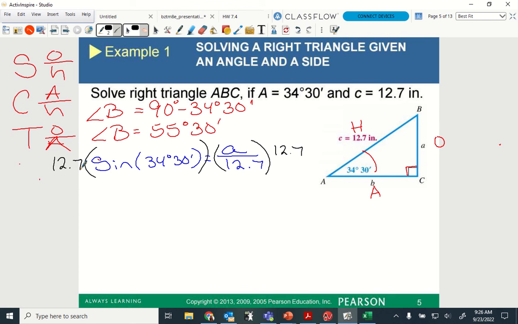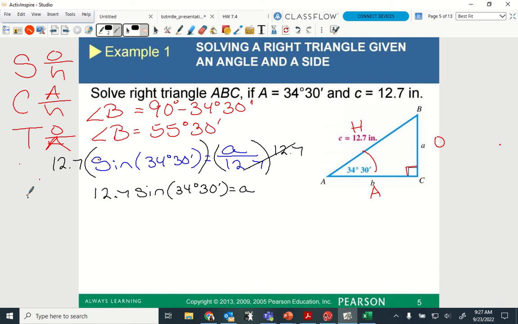Now what's going to happen to the 12.7 on my right-hand side? It's going to cancel, right? So that's going to go away. So I'm going to be left with 12.7 times the sine of 34 degrees 30 minutes is equal to little a. Is my little a now by itself? So that's by itself, that's isolated.